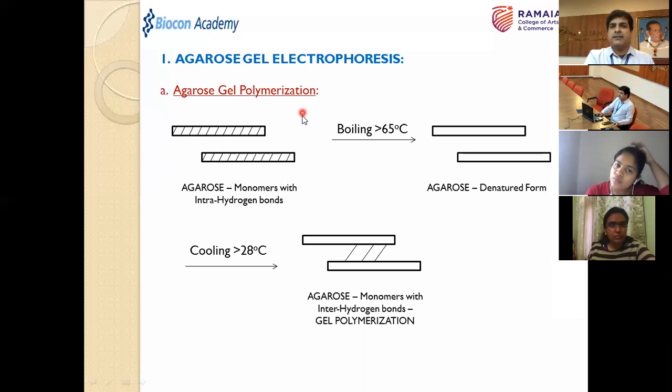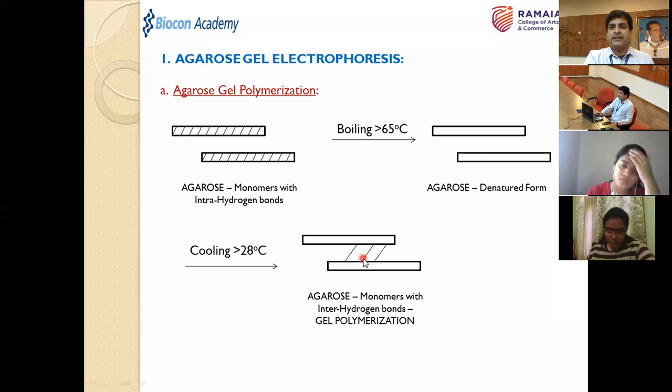And on the polymerization principle, the agarose monomers basically have intra-hydrogen bonds, and upon boiling, they get denatured. So when you boil it, it becomes completely watery material. Okay. And when you cool this watery material, the intra-hydrogen bonds become inter-hydrogen bonds. And when it forms inter-hydrogen bonds, this is the way the meshwork of agarose is formed.